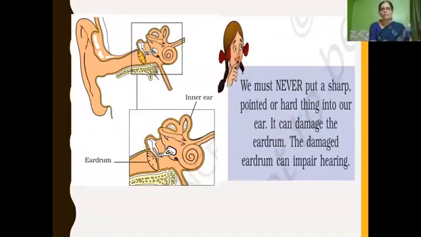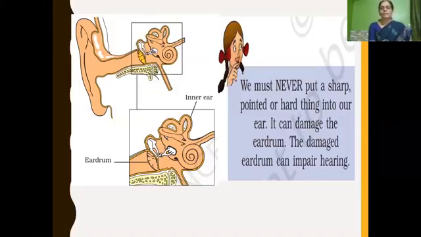Children, here you can see clearly the eardrum and the inner ear. From the outer ear, which is a funnel-shaped structure, the sound passes through the ear canal and makes the eardrum vibrate. Then from there it enters the inner ear, and then it reaches our brain. So we understand that because of the vibration of the eardrum, we can hear sound, isn't it? So the eardrum plays an important role in our hearing.